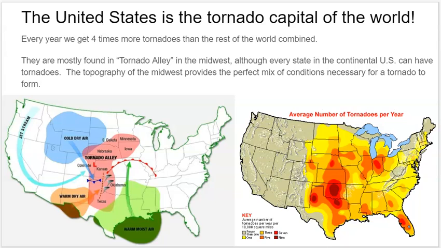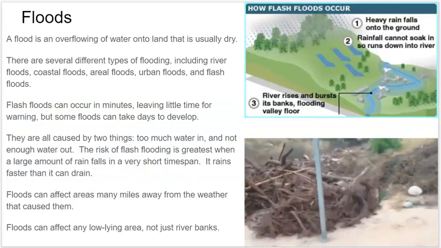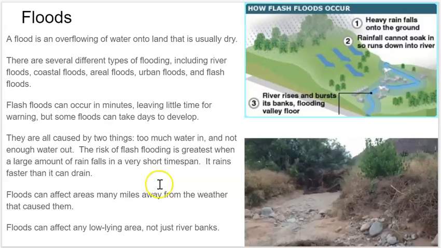But even though we have a lot of tornadoes, most of them are very small. Most of them happen in rural areas. Like, people are very spread out here. What really kills people are floods. Some people think that a flood is just water rising out of a river.